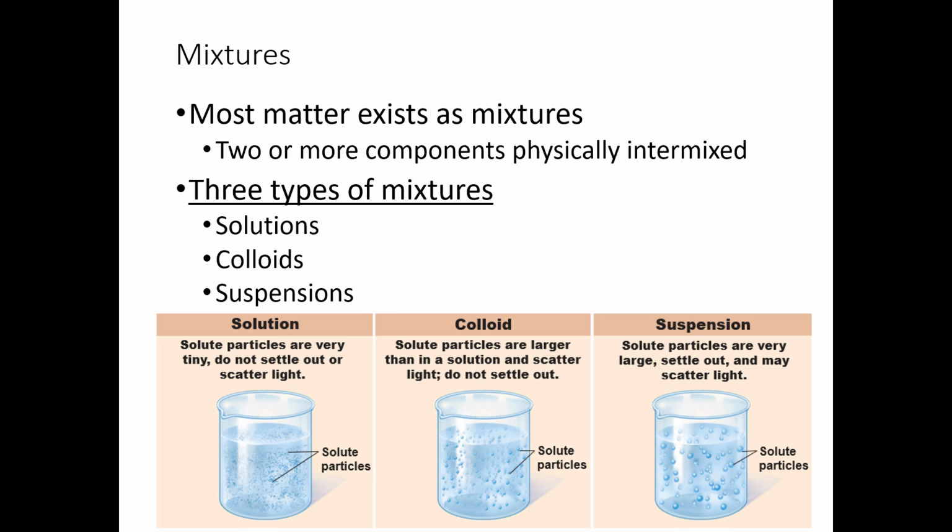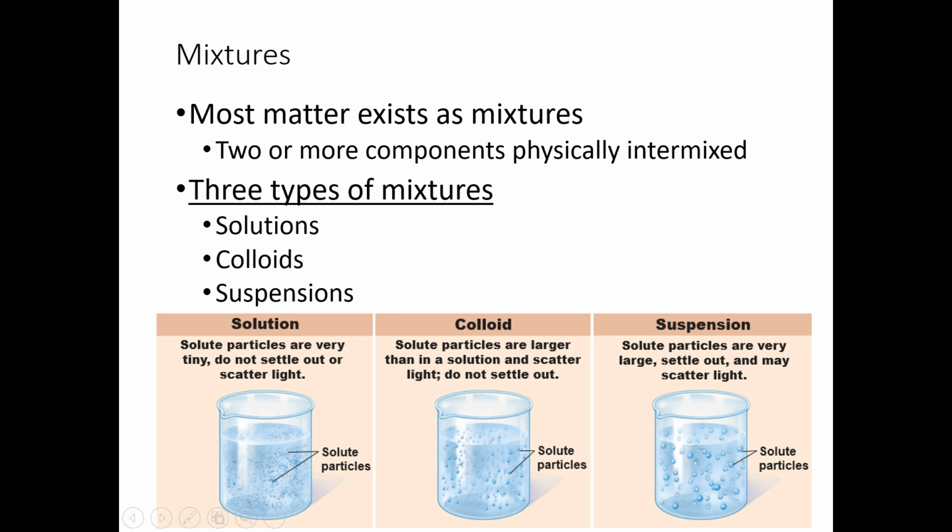Next slide, mixtures. Most matter exists as mixtures of different types, for example, a mixture of water and different particles. Usually 2, sometimes more components are physically intermixed. There are 3 types of mixtures: solutions, colloids, and suspensions. Solutions are when solid particles are very tiny and generally you cannot see them. What does it mean? Take a glass of water, put a teaspoonful of salt there and mix. Salt will disappear. Now you have a salt solution.